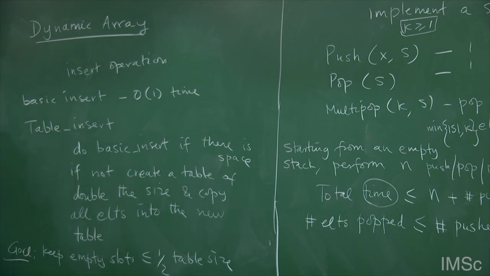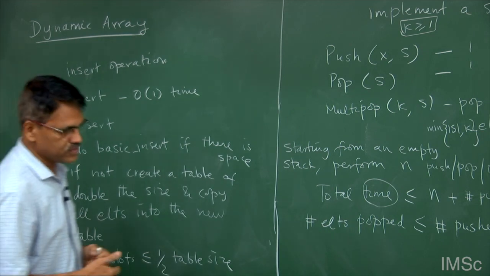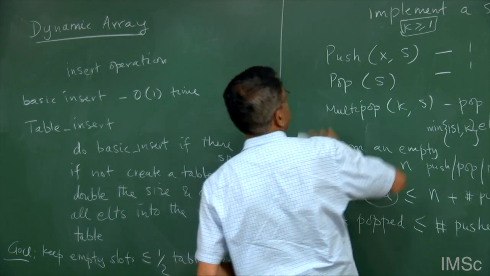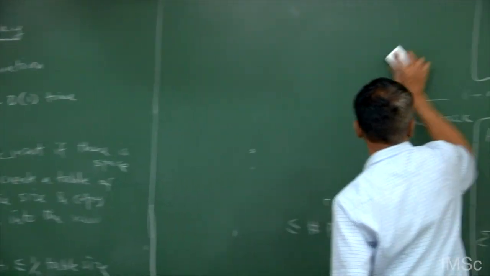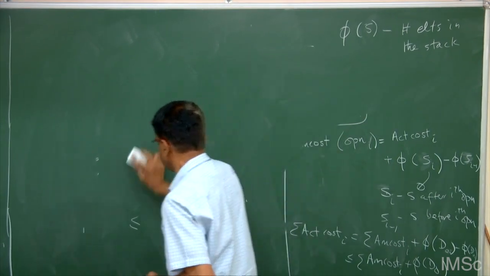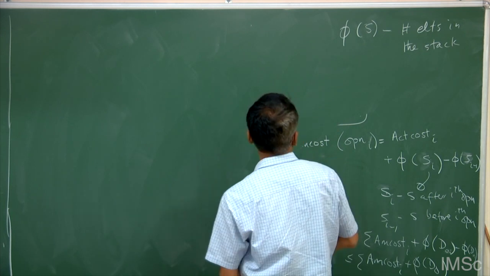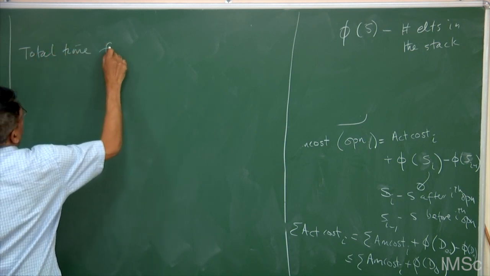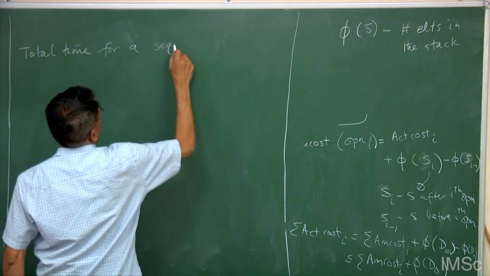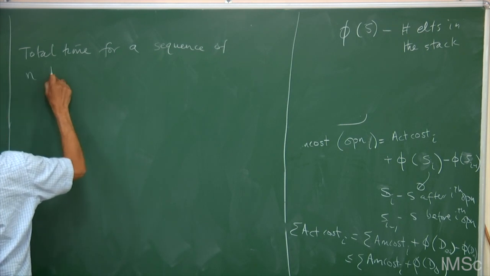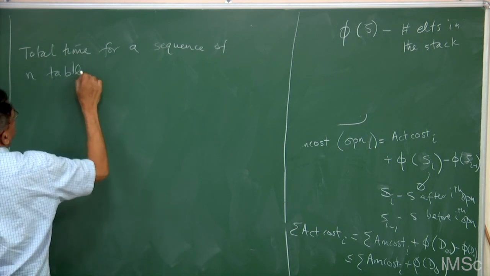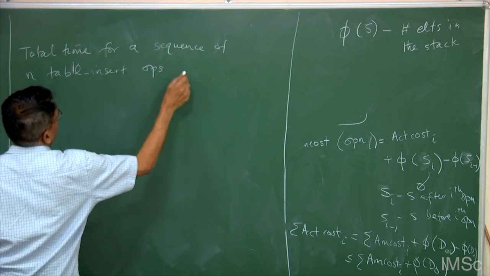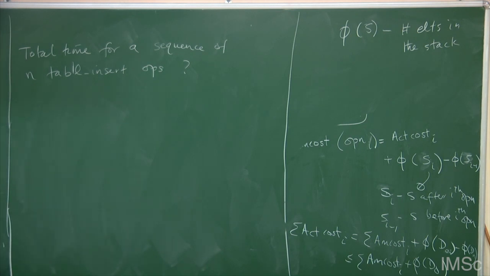So suppose I do a sequence of such table insert operations, I want to understand how much time it might take in the worst case for the whole sequence. So total time. This is what I'm interested in. Okay? And the way I'm going to count is how many basic inserts are happening. Right? So let's just simulate.